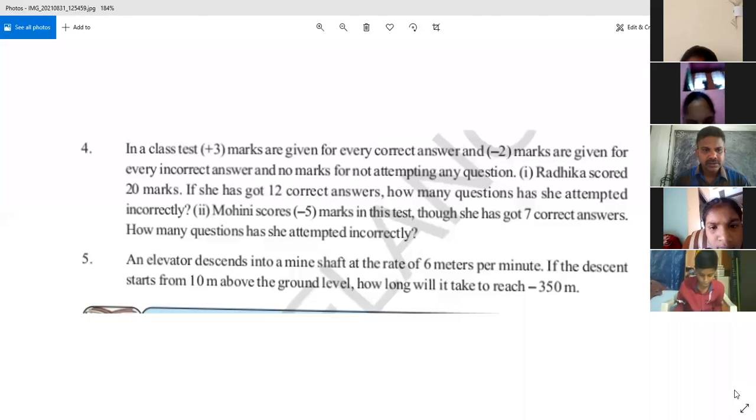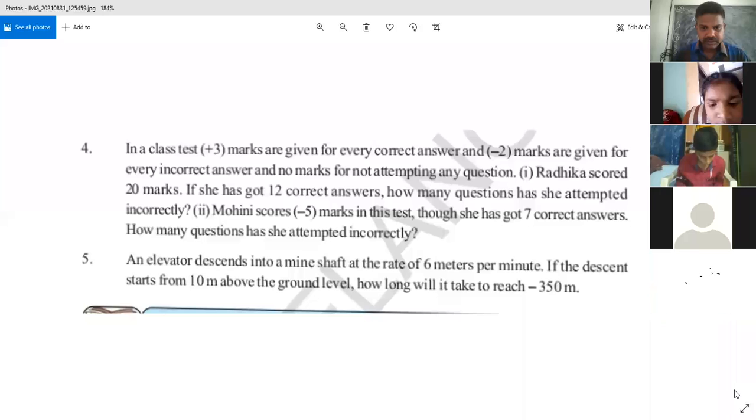An elevator descends into a mine shaft at the rate of 6 meters per minute. If the descent starts from 10 meters above the ground level, how long will it take to reach 350 meters? Okay, good. So, an elevator descends into a mine shaft at the rate of 6 meters per minute.